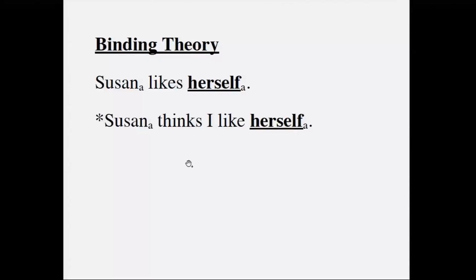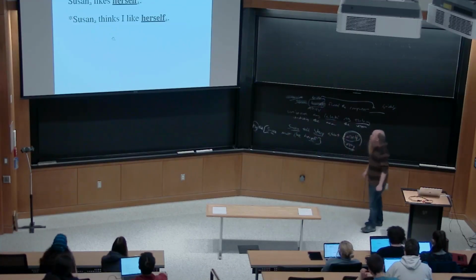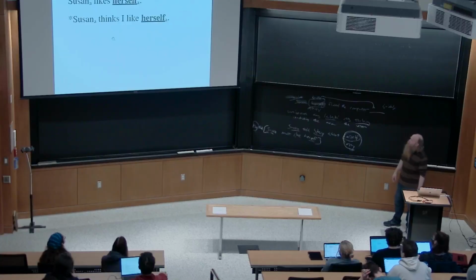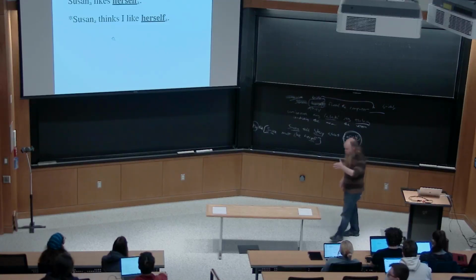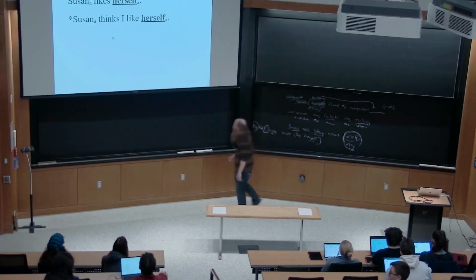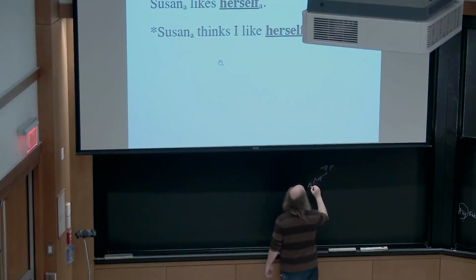Or my version of Faith's point. Sorry, Faith. So Susan likes herself, we've seen this is okay. Mary thinks Susan must like herself. Herself is trying to get bound, in this case by Susan, and it can't be. In the kinds of trees we were drawing for this kind of sentence, Susan certainly does C-command herself. I don't think I put the tree on the slide, so let me just create it quickly.